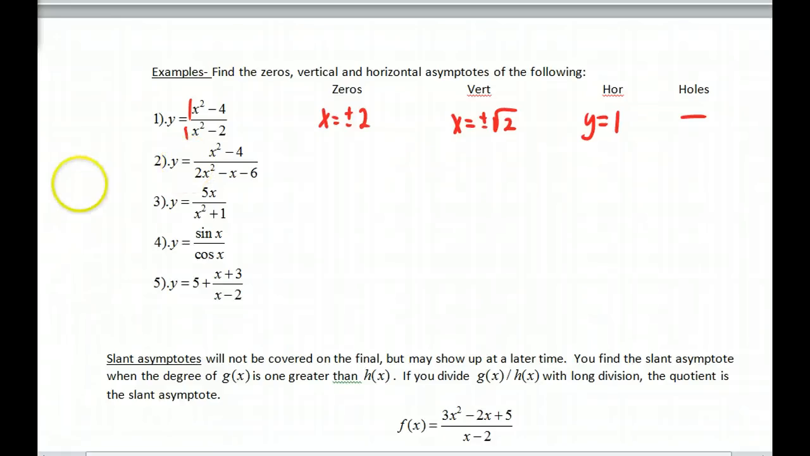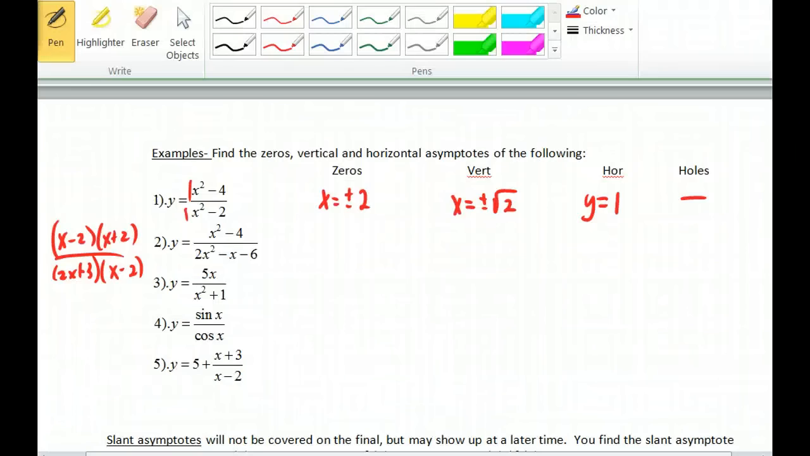If we look at this one, we need to factor. So here on the side, I factored my y. I get x minus 2, x plus 2, and then 2x plus 3, and then x minus 2. If I look at this, I have two factors that can cancel. This one and this one. And so what happens is that this behaves like x plus 2 over 2x plus 3 everywhere except for at x equal to 2. So that's where we're going to end up with a hole.